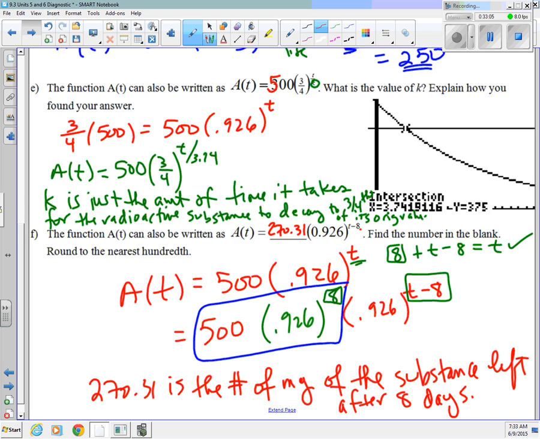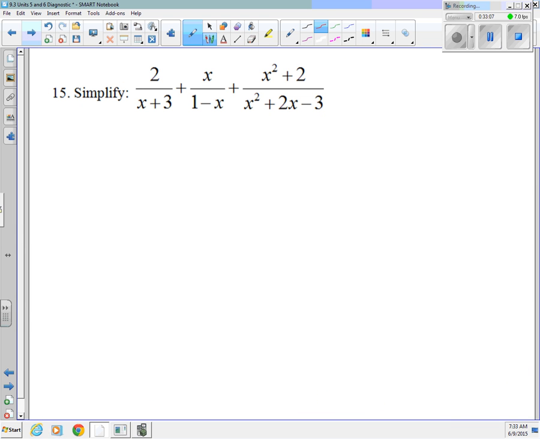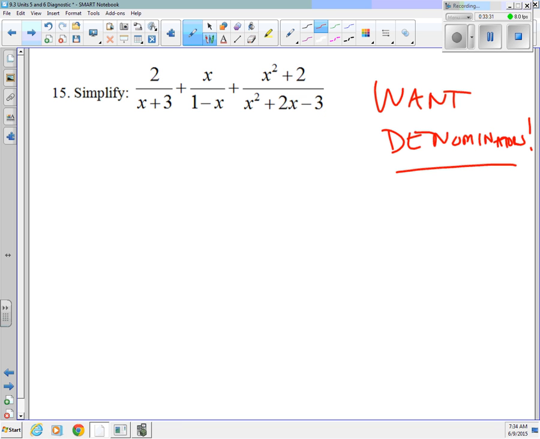So number 15, we have to simplify. This is from unit 6 now. 2 over x plus 3 plus x over 1 minus x plus x plus 2 over x squared plus 2x plus 3. We are simplifying an expression. You need to be careful. We are not solving an equation. We want denominators. We do not want to cancel denominators. Important. We want denominators. We just have to get a common denominator here.